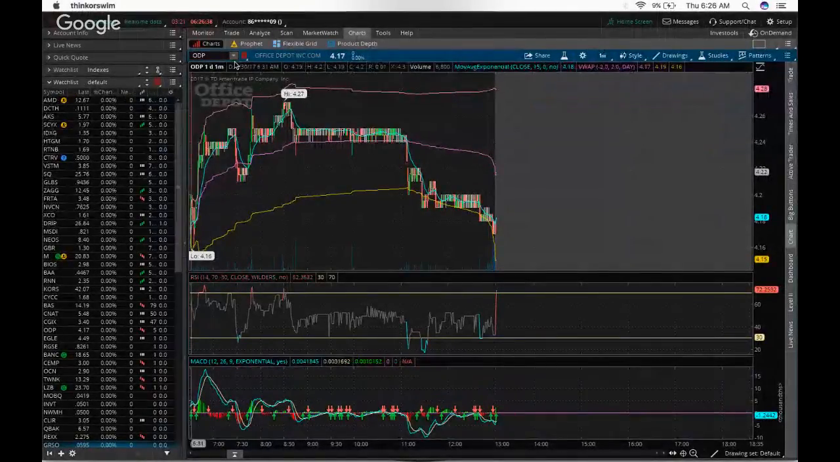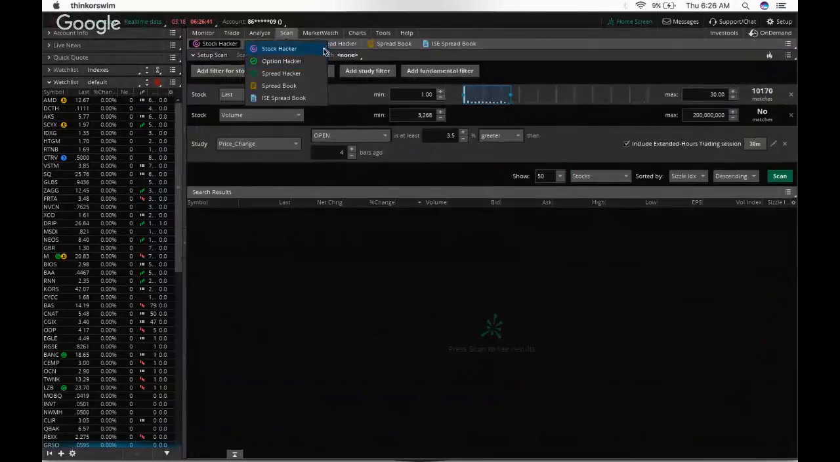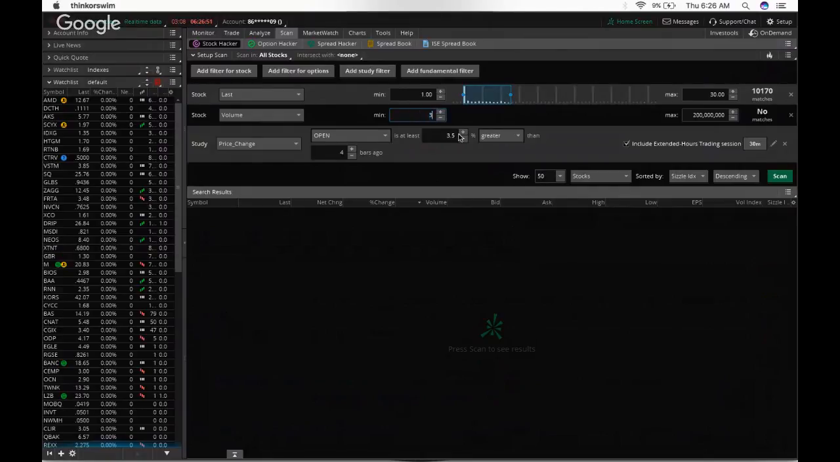Other than that, let's go ahead and get started. So I'm going to go and start scanning for stocks. Let's do it. I have all my filters set. Let's go.